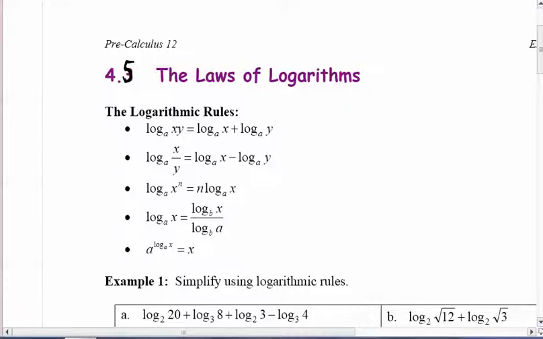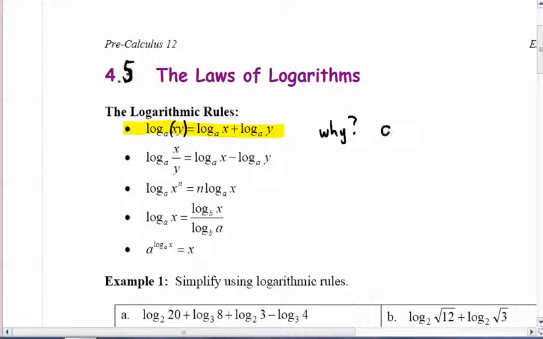So the first law is called the product law. Okay, and what that's saying is that if you have a logarithm, and inside the log there's 2 things being multiplied, then you can break this up into 2 separate logs that are added together. The reason why is because, remember, a logarithm just finds the exponent.